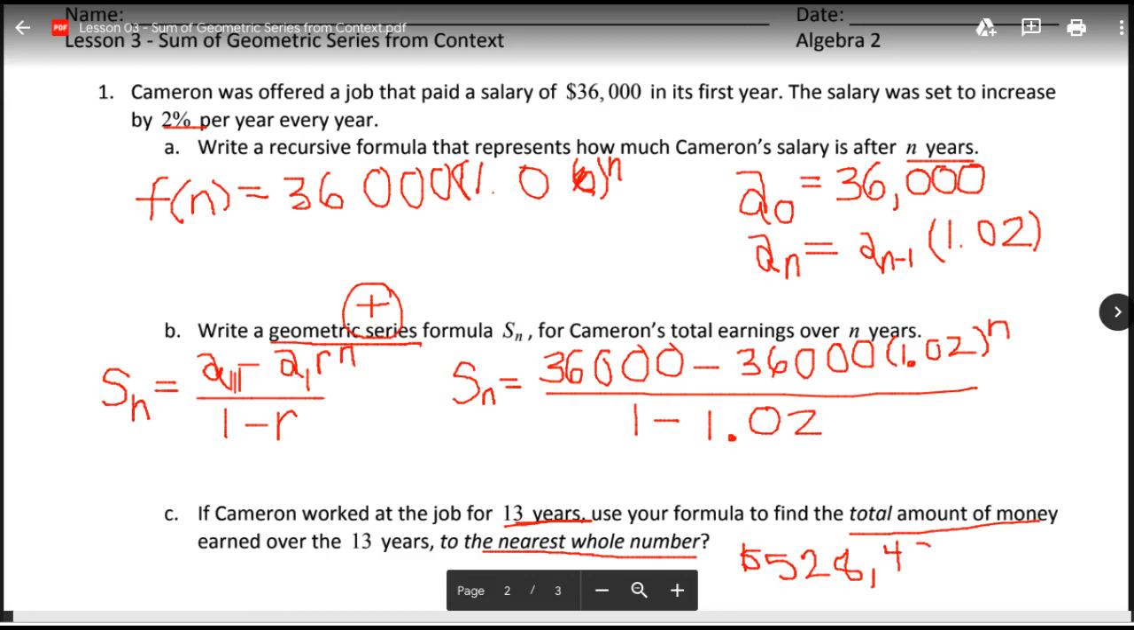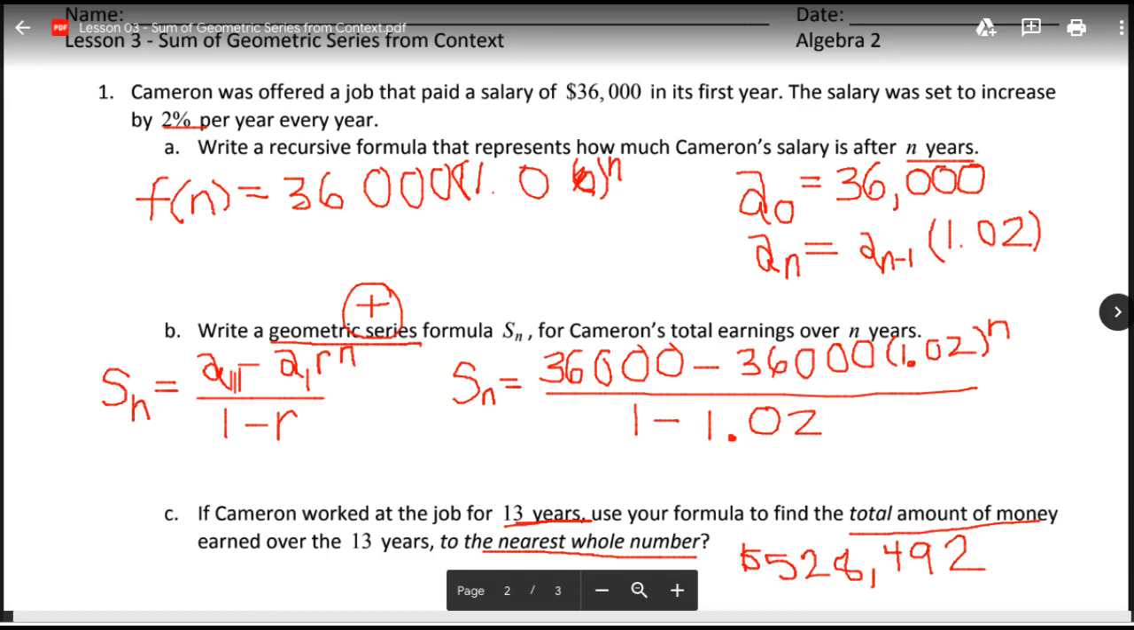And when you get your answer, you really want to think about it for a second and make sure it makes sense. If you have something that started at $36,000 in the first year and you're totaling that amount of money every single year over 13 years, and it was increasing by 2% on top of each year, it makes sense that it should be something close to that amount.